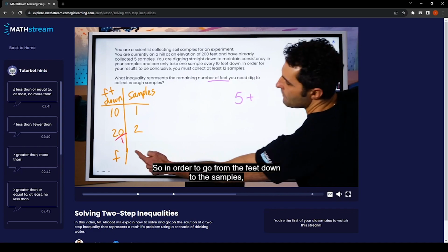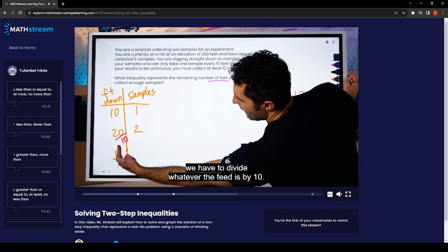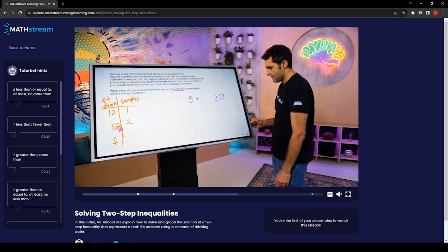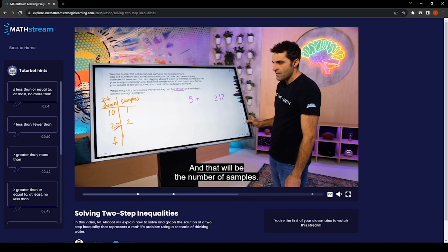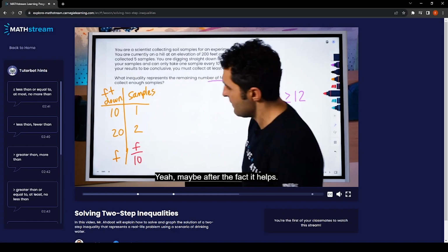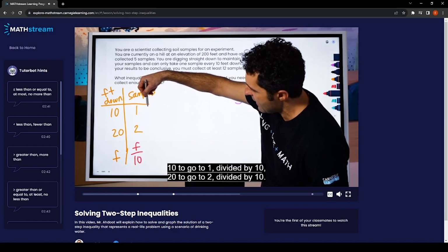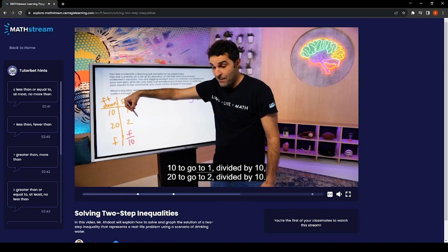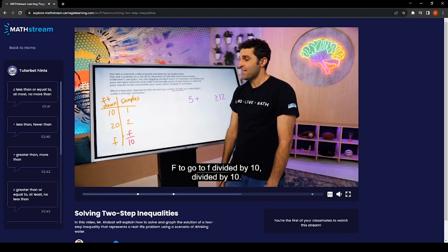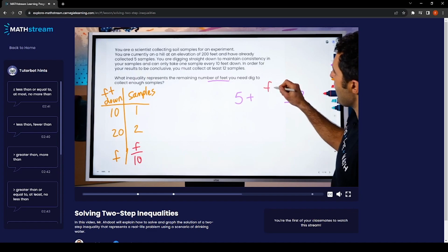So in order to go from the feet down to the samples, we have to divide whatever the feet is by 10, and that will be the number of samples. Let's go red here. 10 to go to 1, divide by 10. 20 to go to 2, divide by 10. F to go to F divided by 10, divide by 10. This is the number of samples based on feet.